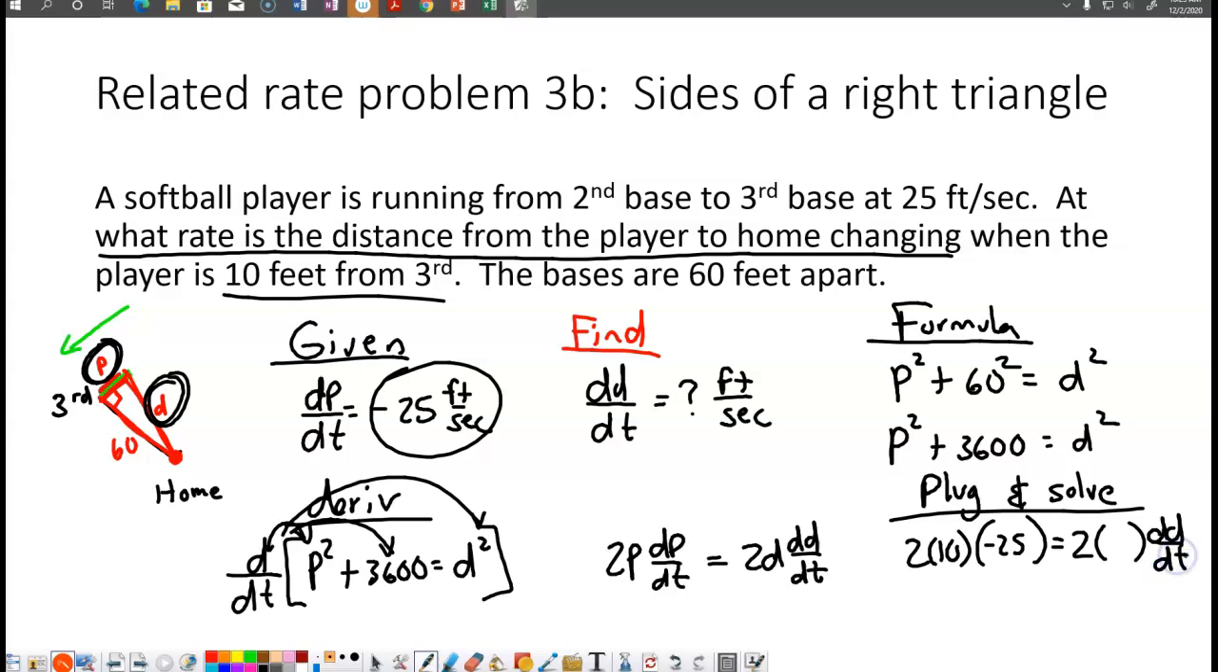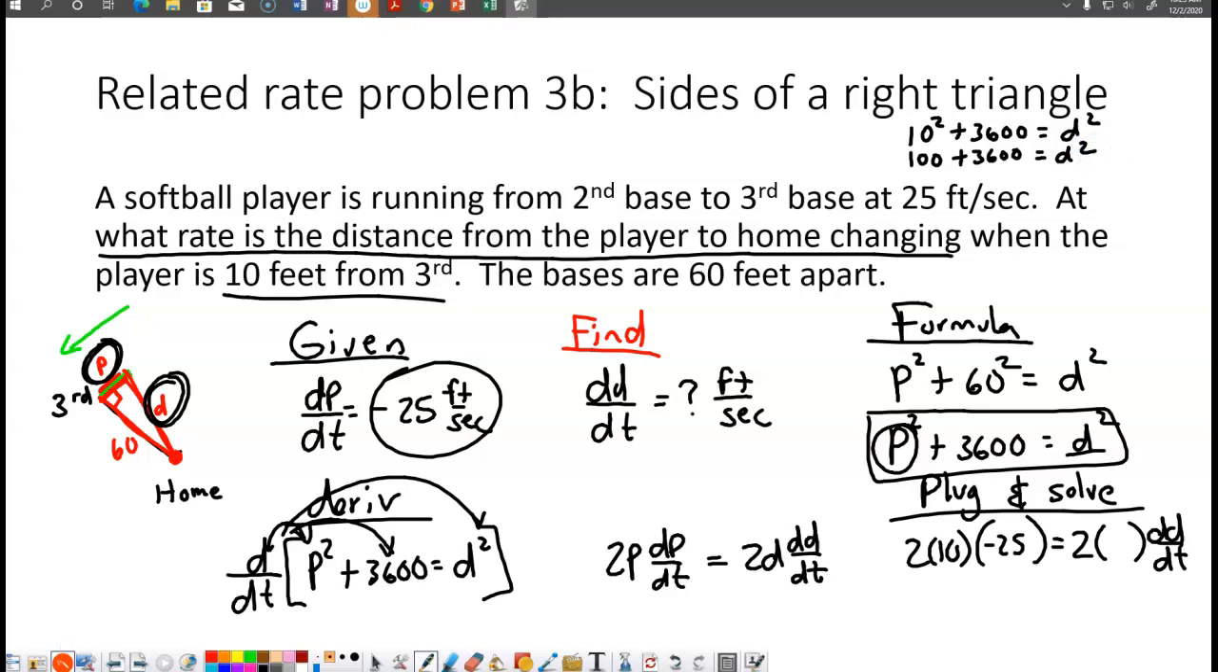So once again, we have a missing piece. So what do we do when we have a missing piece? We go back to our original formula. We plug in the value that we know so we can solve for the one we don't. So I know that P is 10. And so that's going to be 3700 equals D squared, which means that D is equal to the square root of 3700.